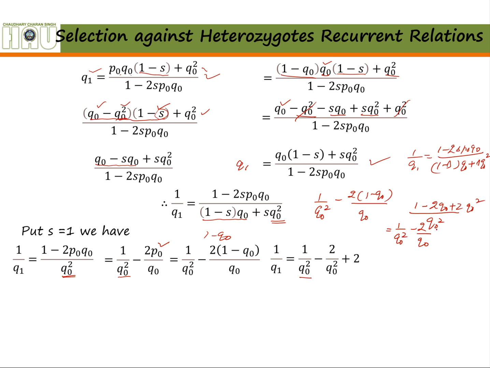2 by Q0 because Q cancelled with this, plus 2. So this is 2 by Q0 minus 2 by Q0. And on further simplifying, you will get 1 minus Q0 square minus 2 by Q, and this is 1 plus 1. So if I transpose this one to the other side, it is 1 by Q1 minus 1 is equal to 1 by Q0.